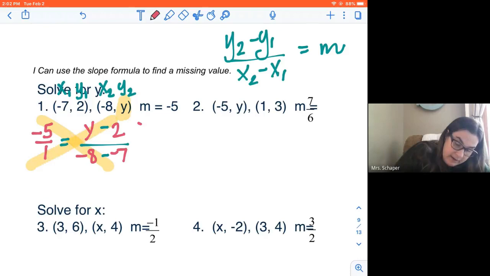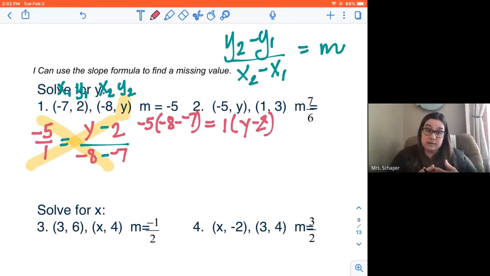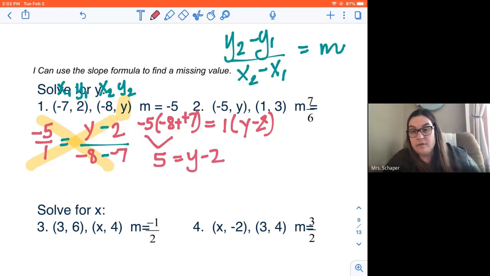So it's going to be negative 5 times the quantity negative 8 minus negative 7, and that equals 1 times the quantity 1 minus 2. Okay, so I'm filling that in. I'm doing cross products. So negative 8 minus negative 7, if we add up, that's negative 1. Negative 5 times negative 1 is positive 5. And then y minus 2, because 1 times anything is itself, it's the multiplication identity property.